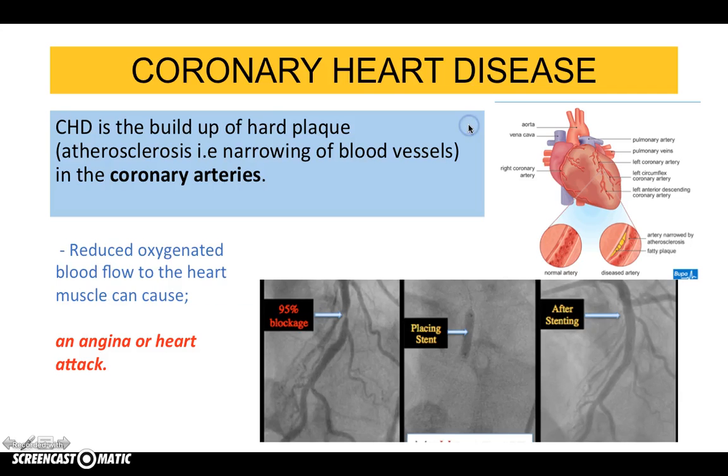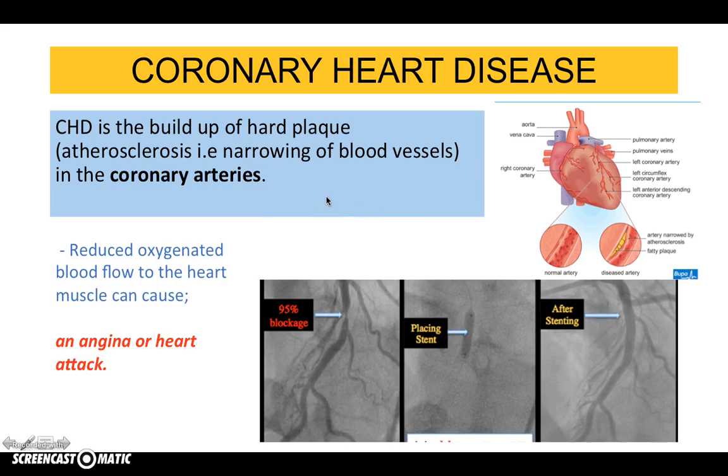Okay, so coronary heart disease. Coronary heart disease is the buildup of hard plaque, i.e. arthrosclerosis, which is a narrowing of blood vessels in the coronary arteries. This picture here will hopefully show you what the coronary arteries are and what they look like. These arteries here supply the heart with oxygen, and they are known as the coronary arteries.